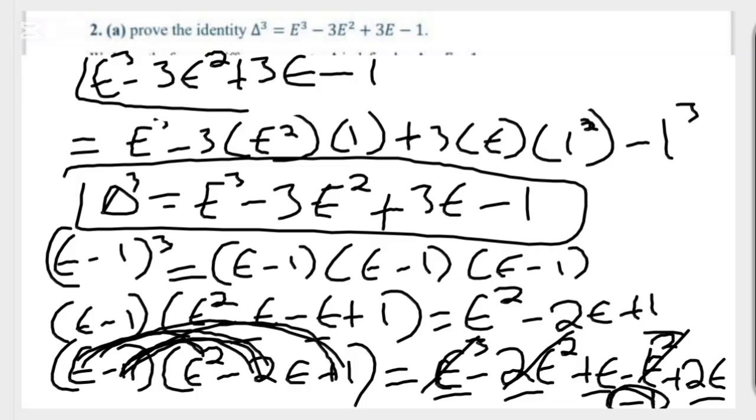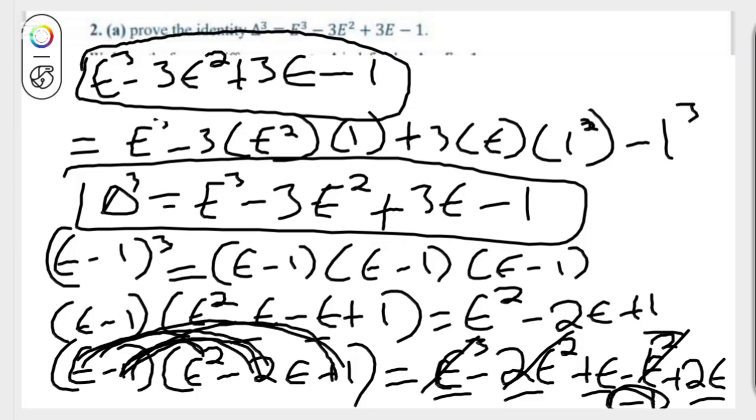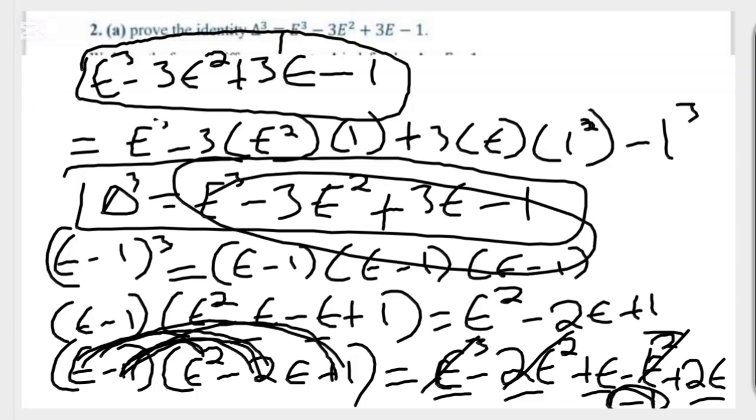So as you can see, I have e to the third power minus 3e squared plus 3e minus 1, and it is the same thing as what I wrote here, and it is the same thing as the right-hand side of this question. So therefore, hence this identity is proved.